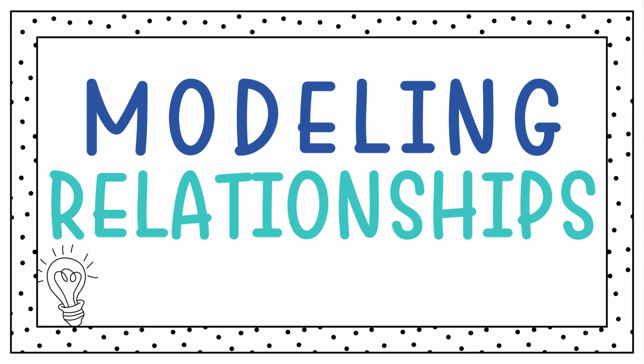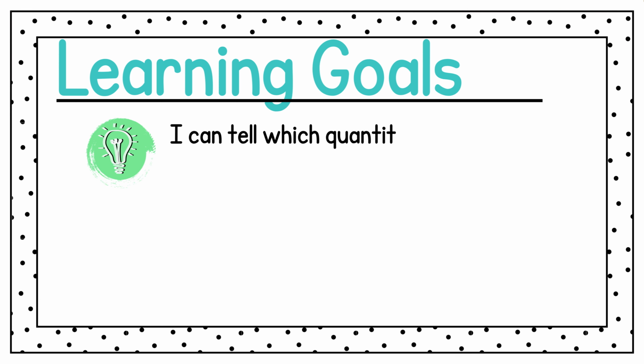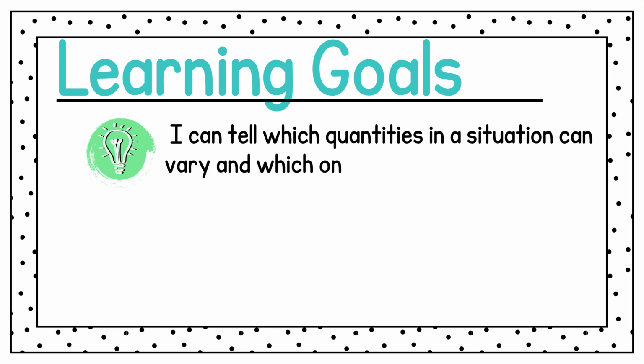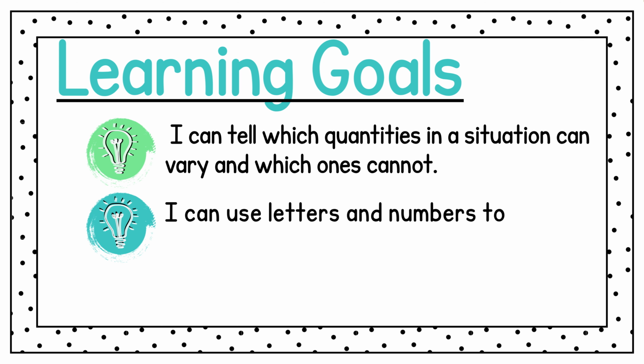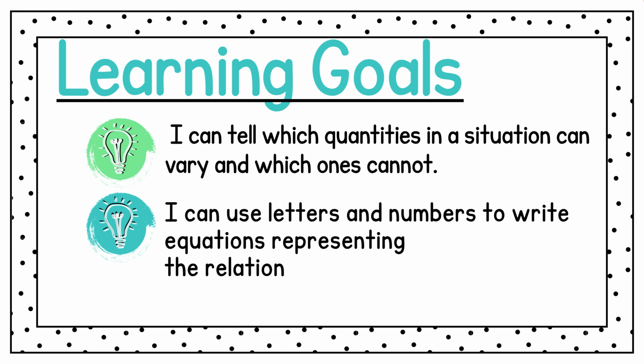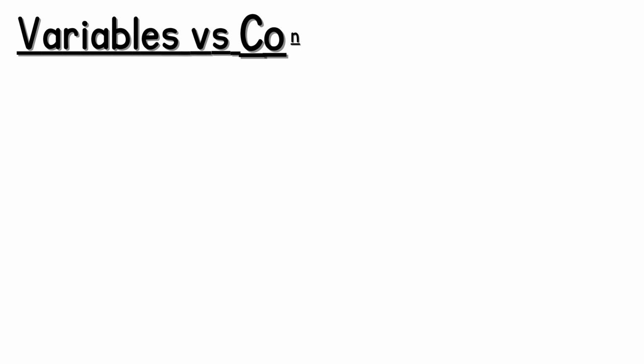Modeling relationships. This video will show you how to tell which quantities in a situation can vary and which ones cannot. You'll also learn how to use letters and numbers to write equations representing the relationships in a situation. Let's start by looking at variables versus constants.